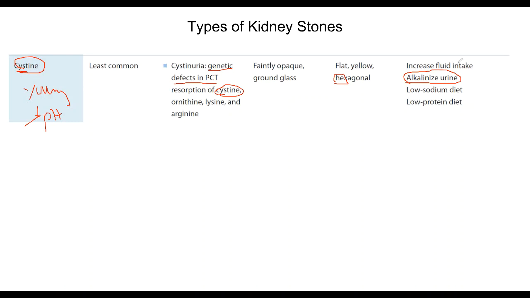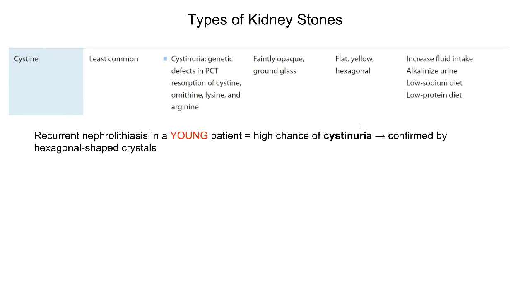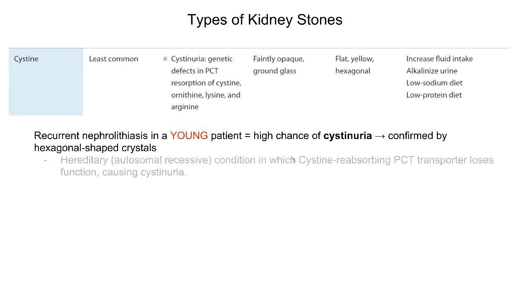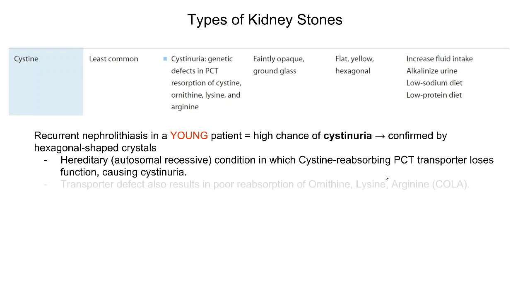All right, so keep this. Remember, recurrent nephrolithiasis, recurrent kidney stones in a young patient, then you think about cystinuria. Okay, so that's why you have to do the test. I think remember the test is a nitroprusside test. I will talk about it later. So remember this is hereditary, which means it's a genetic problem. So that's why it happens in young patients.